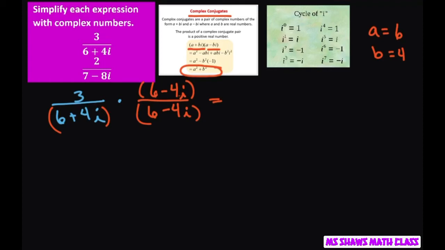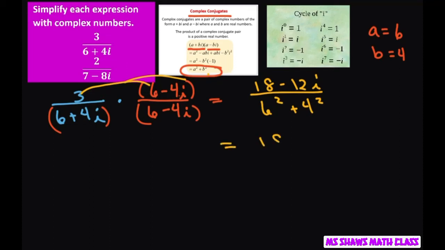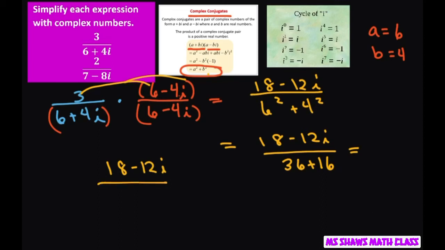So when you multiply this, we're going to do a squared plus b squared, 6 squared plus 4 squared. That makes it easy. Numerator's not so bad either. Just distribute that 3 and you get 18 minus 12i. So finally we get 18 minus 12i, and the denominator is 36 plus 16. So we're going to get 18 minus 12i, and that's going to be 52.